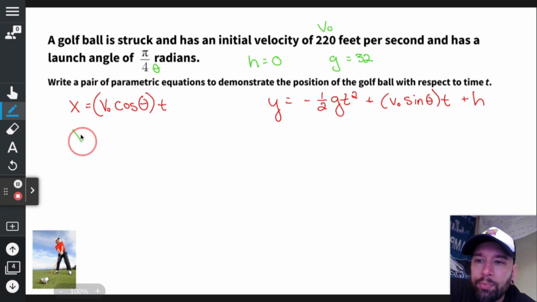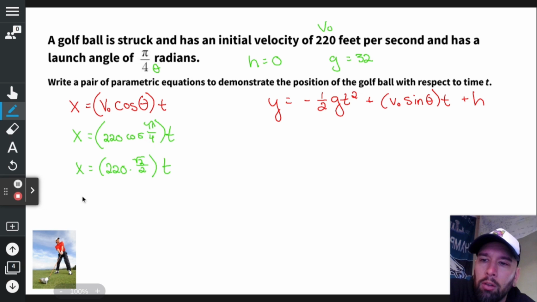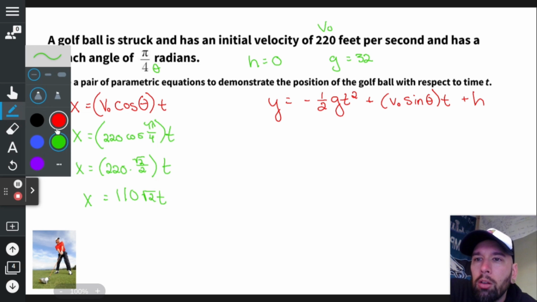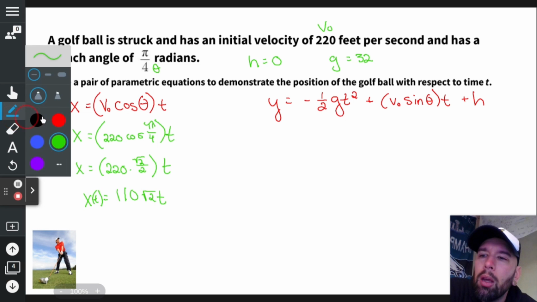So x is going to equal my initial speed, 220, times cosine of my only launch angle, which is pi over 4, times t. 220 cosine of pi over 4 is root 2 over 2, so times root 2 over 2 t. The 220 over 2 turns into a nice 110, and so we've got 110 root 2 t. That is my x function. So if I wanted to be really good at this, x of t, but it doesn't really matter.